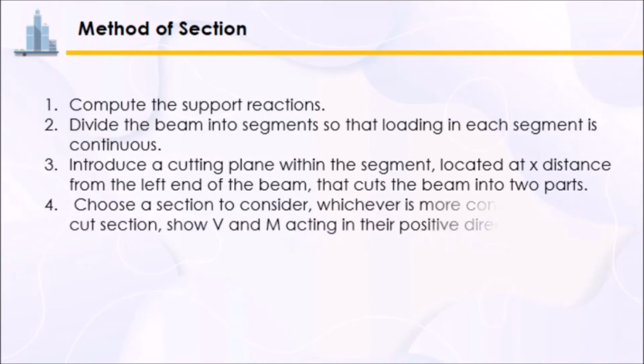Number 4, choose a section to consider, whichever is more convenient. So dahil nag-cut tayo ng section, we can have a left segment or right segment. So whichever doon ang mas madali yung pag-create ng equation. At the cut section, show shear and moment acting in their positive direction. So yun yung diniscuss natin kanina na sign convention, kung paano nagiging positive yung shear and moment sa ating beam.